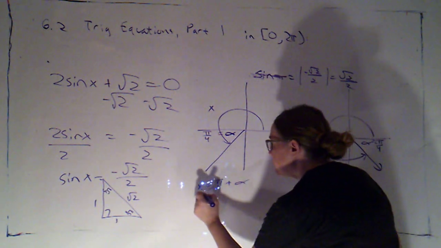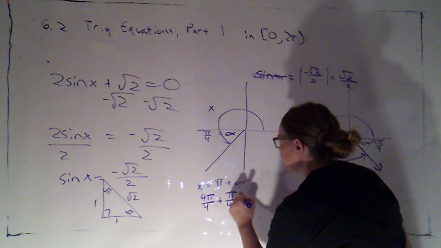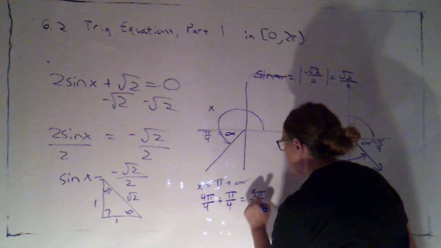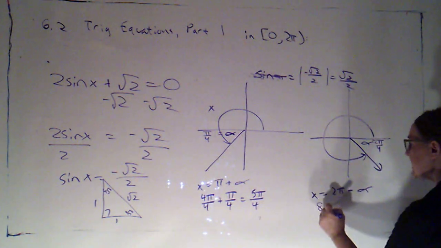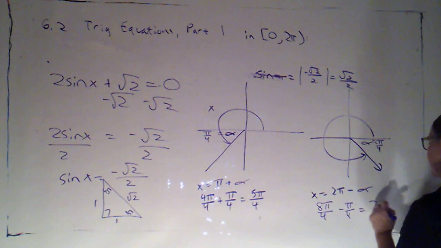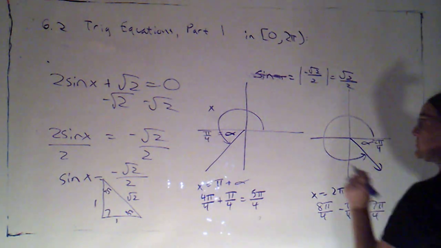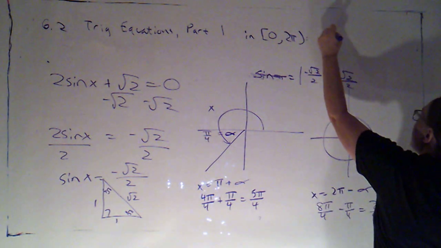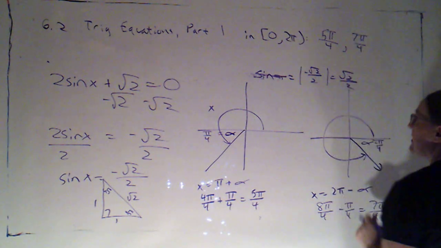So this is pi, which I can write as 4 pi over 4, plus alpha, which is pi over 4. So that's going to give me 5 pi over 4. 2 pi, I can write as 8 pi over 4 minus pi over 4. That's going to give me 7 pi over 4. So those are my two solutions between 0 and 2 pi. 5 pi over 4 and 7 pi over 4.